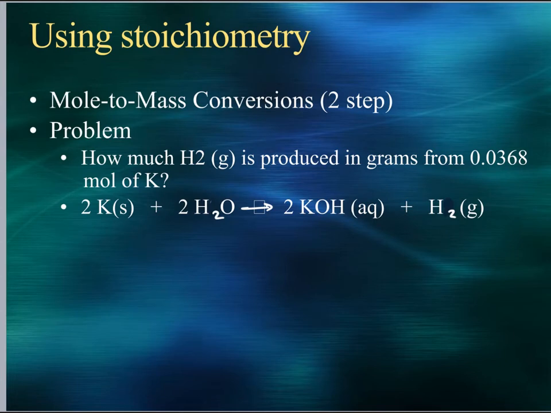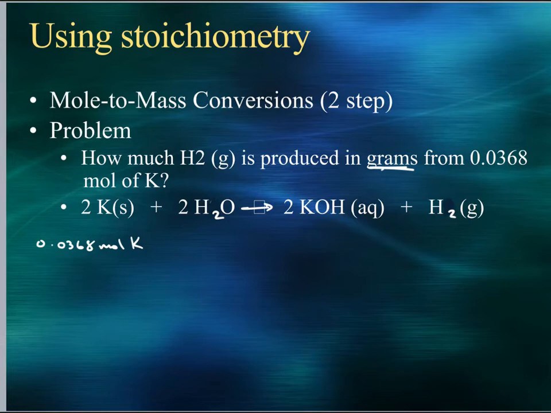Okay, so this is a 2-step conversion problem. This is moles to mass. It could be mass to moles as well. But let's just read it and see what we need to do. How much H2 gas is produced in grams? So it wants an answer in grams, not moles, from 0.0368 moles of K. Always start by writing down whatever number we were given, moles of K, and we need to make sure that our units are very descriptive. So first step is to see if the equation is balanced. Is it balanced? Yep, it's already balanced, so we don't have to do that.